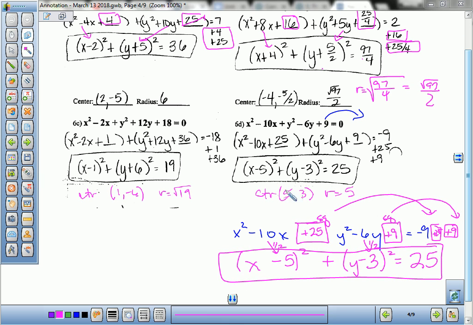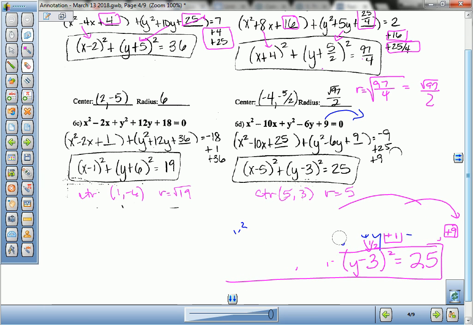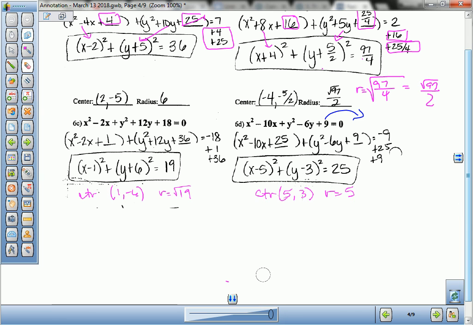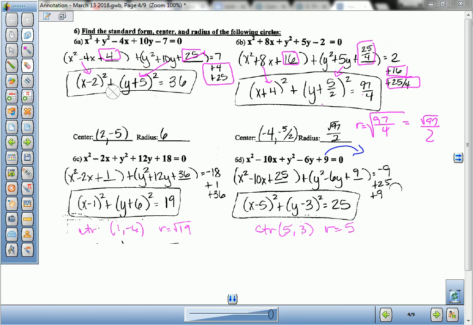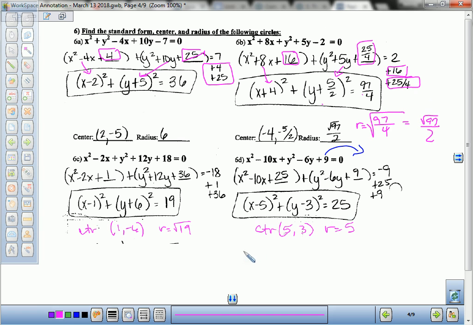Pick one and I will show it to you in real time. Which one do you want to see? 6B? The one with fractions? Sure. All right, so 6B. So our steps are this. One, we group our x's, we group our y's, and we move the constant to the other side.